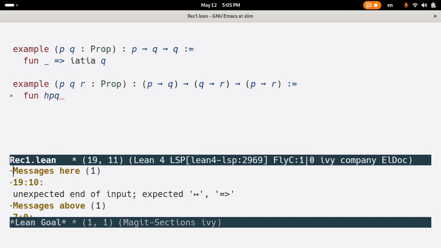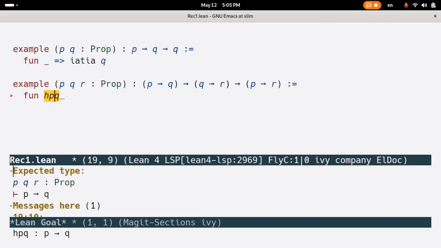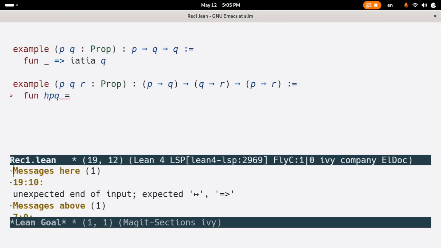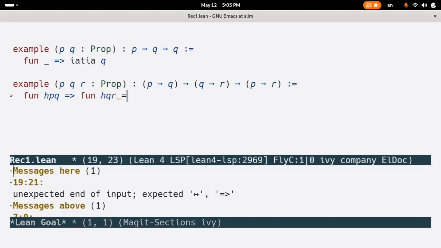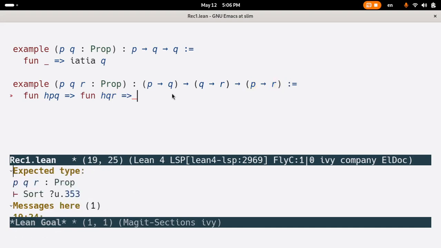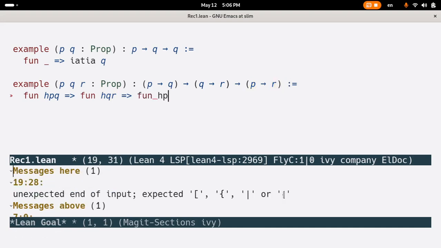So first we have to take HPQ, which is a proof of P implies Q, and we have to write a function that can take a proof of Q implies R, as you can see here. And finally, I have to produce a function that shows this, which is a function that takes a proof of P, and I have to produce a proof of R.